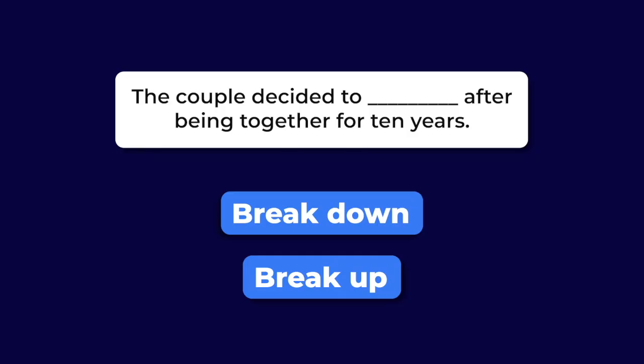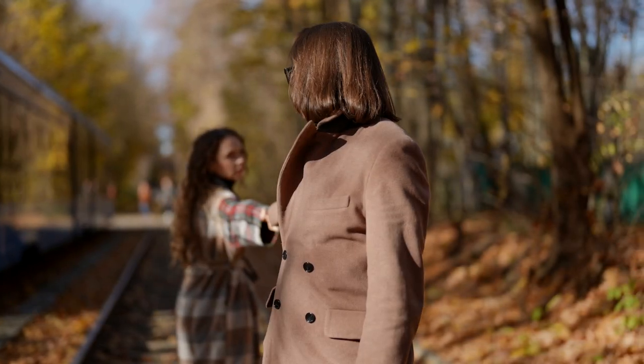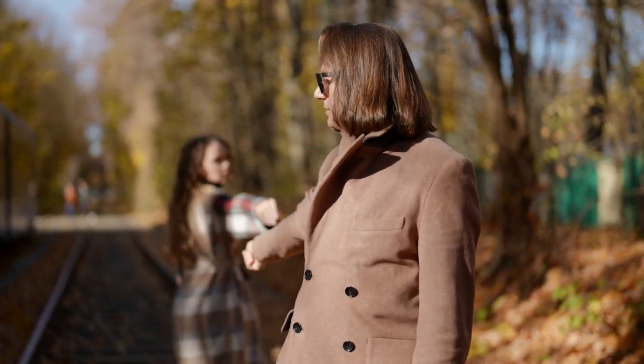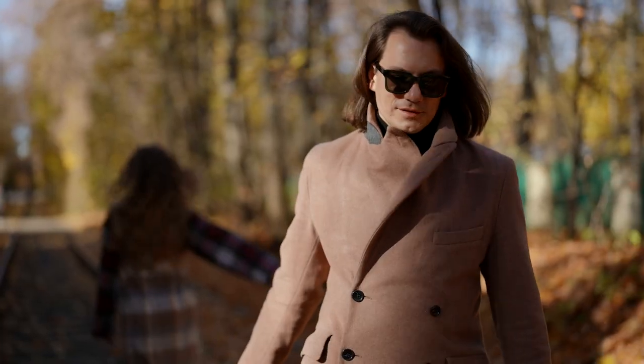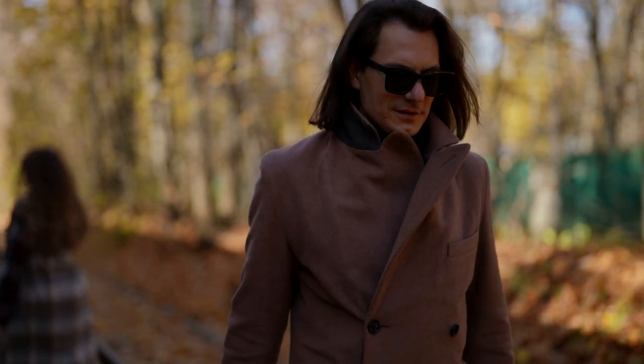The correct answer for this sentence is the couple decided to break up. When two people break up, it means they end their relationship. Or if you break up a company, it means you end the company.